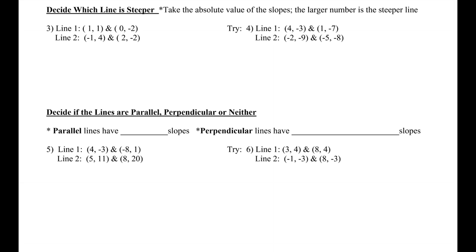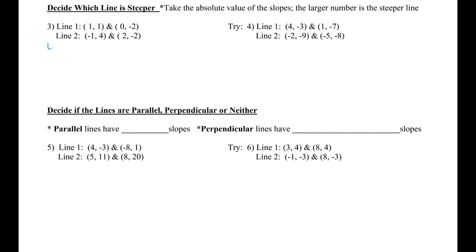So I'm going to start by finding the slope of line 1. And I'm going to use the same formula, y1 minus y2 over x1 minus x2. And I'm going to simplify it. 1 minus a negative 2 turns into 3. 1 minus 0 is still 1, which gives me a slope of 3. I then take the absolute value and find that my answer is still 3.